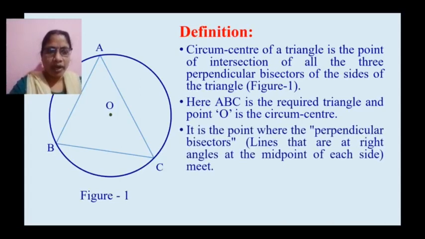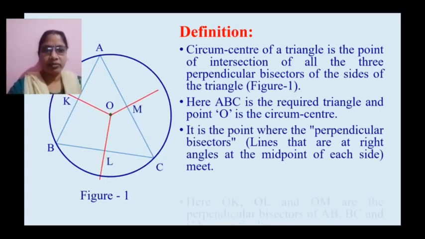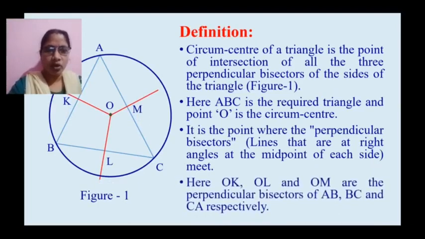It is the point where the perpendicular bisectors, lines that are at right angles at the midpoint of each side, meet. This is the circumcenter of a triangle. Here OK, OL and OM are the perpendicular bisectors of AB, BC and CA respectively.